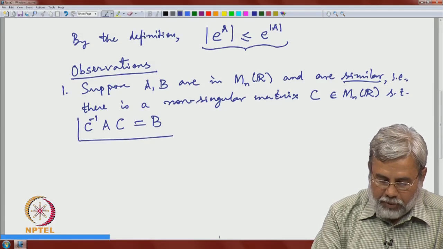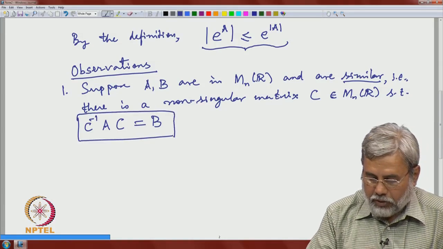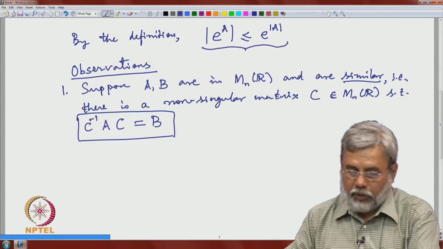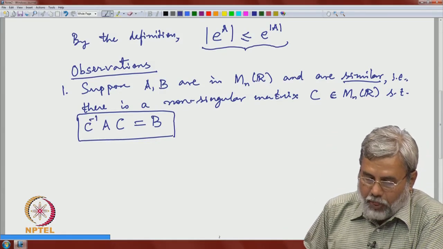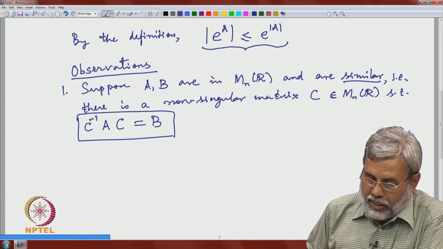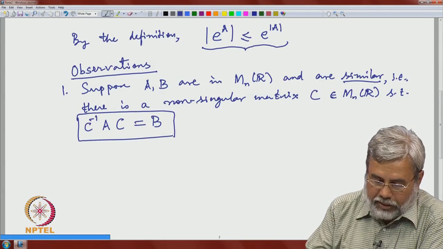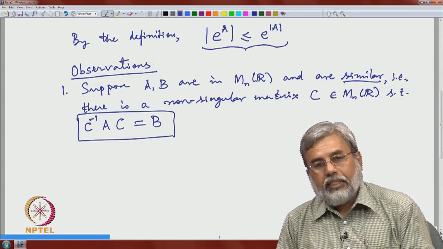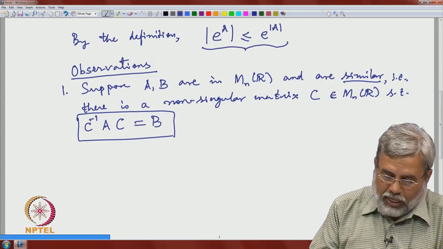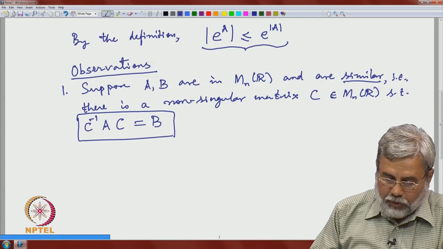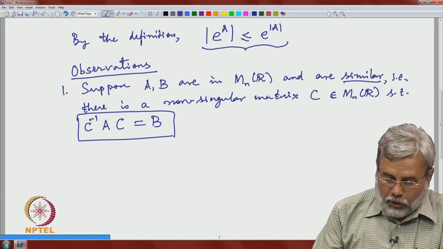Okay, so we are repeatedly using this thing. So just remember that. A and B, n by n matrices, are called similar if there is a non-singular matrix C in M_n(R) such that C inverse A C is B. And let's see how their exponentials are related.